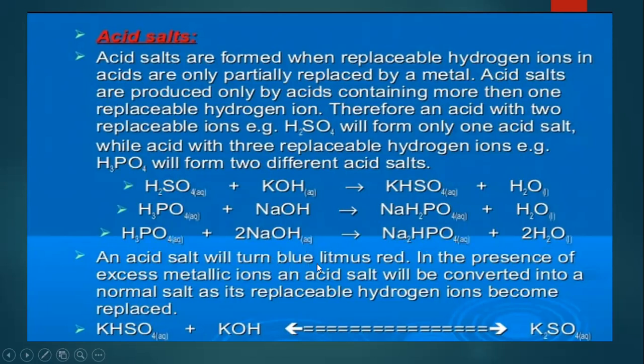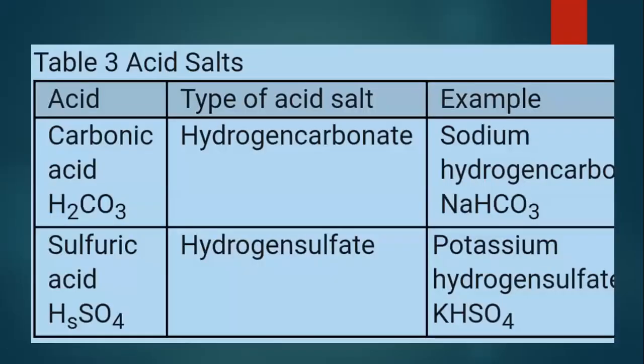These acid salts turn blue litmus red. If these acid salts are reacted with KOH in excess, these acid salts are converted into normal salts. That is, all these hydrogen ions are replaced. In this way, acid salts can be converted into normal salts.